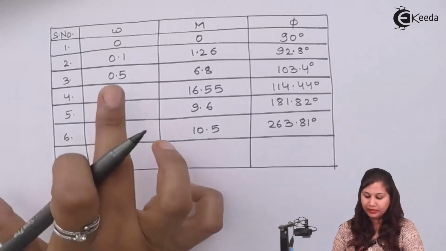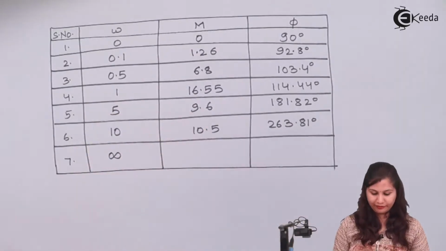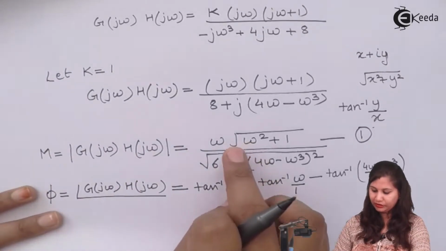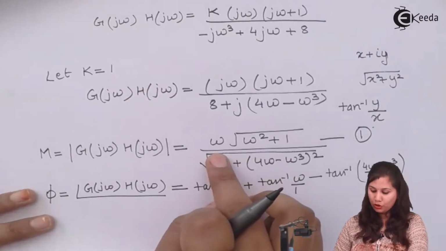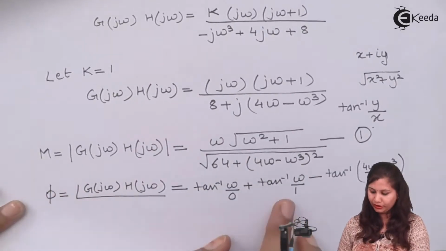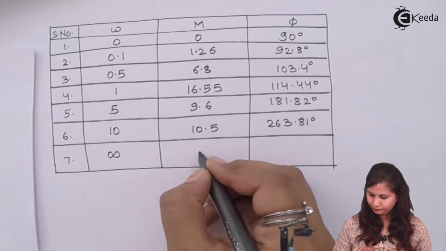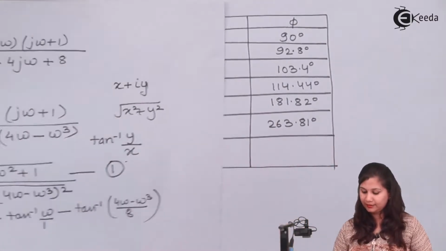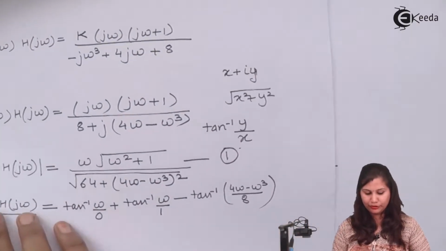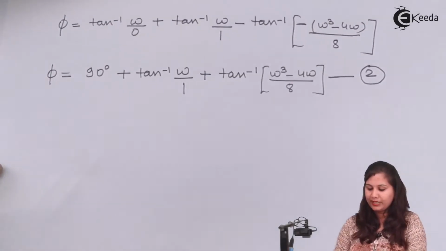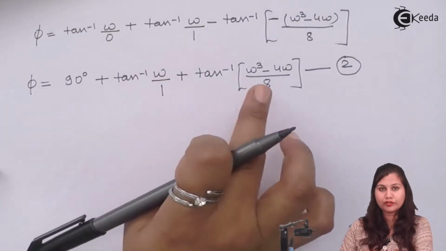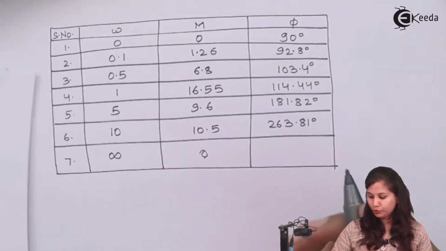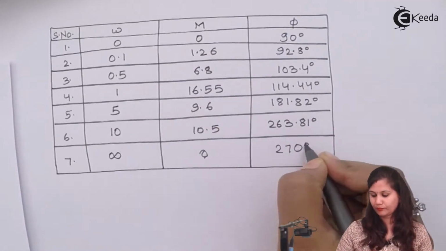Now let's put omega equals to infinity in the magnitude and phase angle equation. So for omega equals to infinity here, we will have infinity divided by 0. So our magnitude will be 0 here. And if we calculate the phase angle for omega equals to infinity, then we will have tan inverse of infinity plus tan inverse of infinity. So 90 plus 90 plus 90, so it will become 270 degrees.